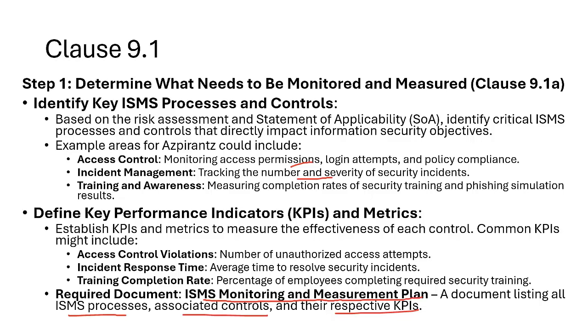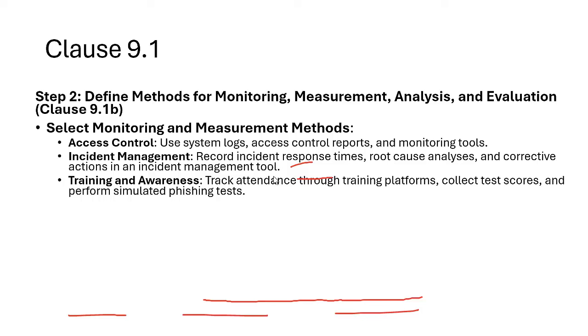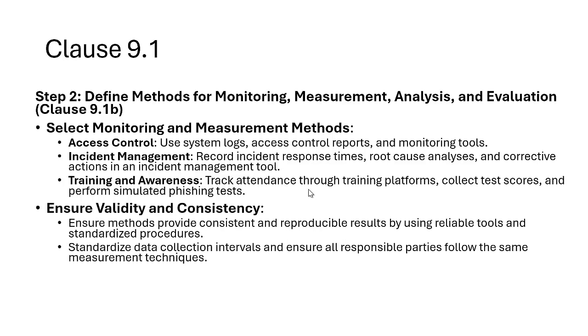Now, the next important thing we have here is to select the monitoring and measurement method. As I said, the question is, what is the method we have to use? For access control, we use logs. For incident management, we have incident response time and root cause analysis. For training awareness, we track the attendance. So that is basically the method we have.